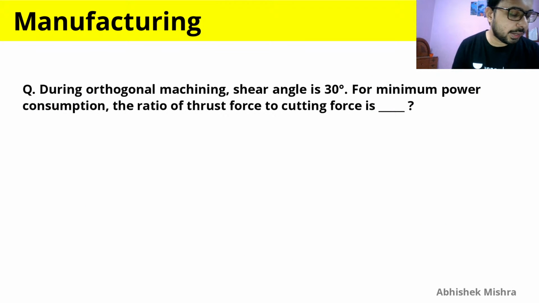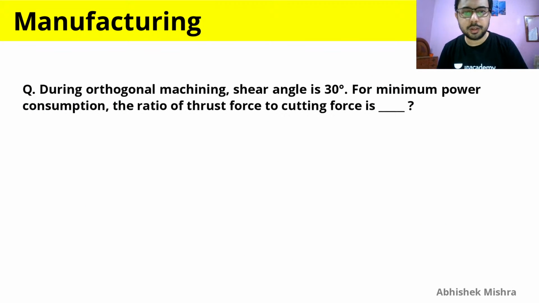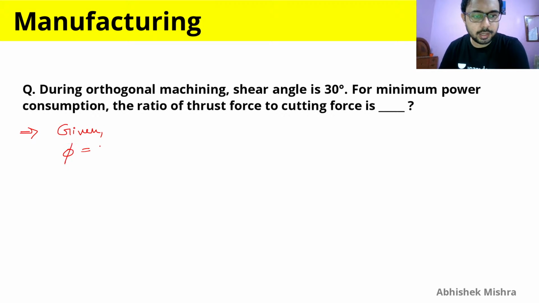So now our next question: during orthogonal machining, the shear angle is given as 30 degrees. So it is given shear angle 30 degrees for minimum power assumption. For minimum power, what we use here is the Merchant equation.